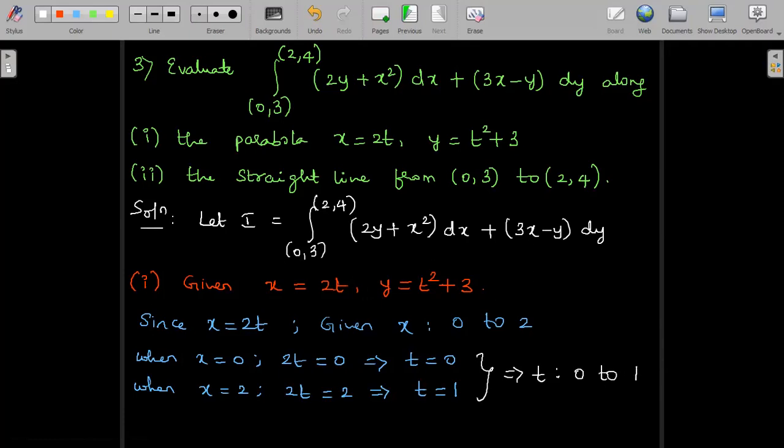In the same way, if you consider y equal to t square plus 3 and apply the limits for y as 3 to 4, we will get the same value of t, that is, t varies from 0 to 1. Now we will substitute all these into the above equation I, and integrate with respect to t applying the limits from 0 to 1 to obtain the answer. This is the first case. Let us do that.